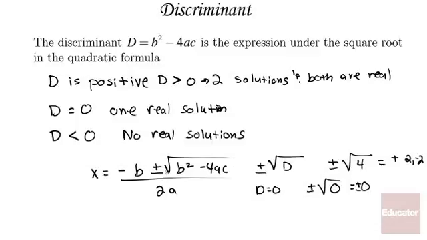So since you're only going to have a single value here instead of 2 values like you did right here, you end up with just one unique solution.